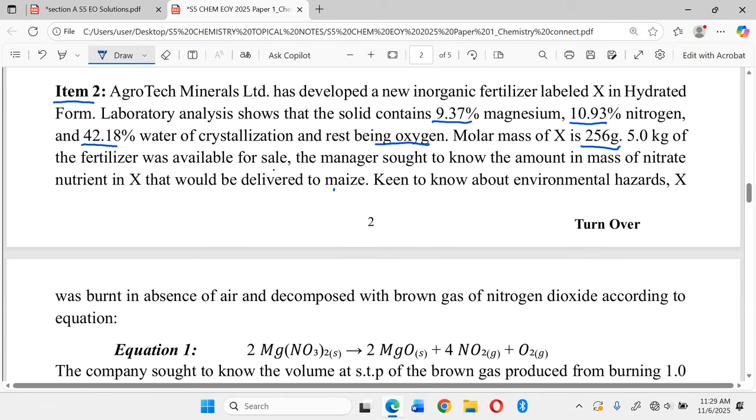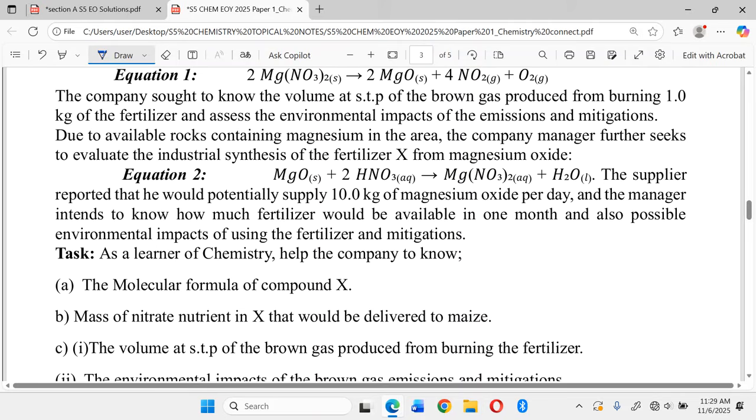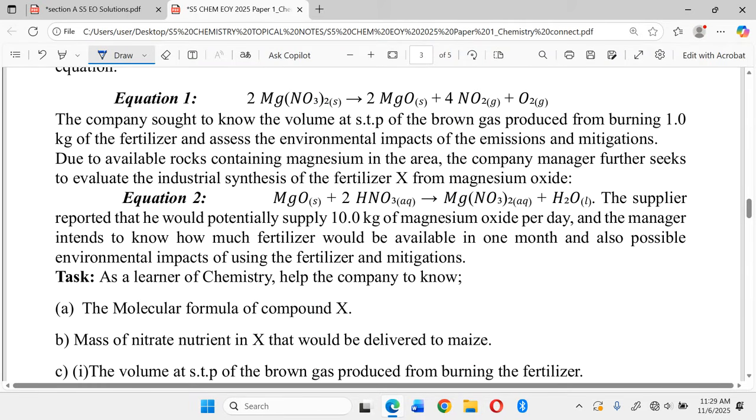Keen to know about environmental hazards, X was burnt in the absence of air and decomposed with a brown gas, nitrogen dioxide, according to the equation. So the equation is there. Magnesium nitrate decomposing to form magnesium oxide, nitrogen dioxide, and oxygen gas. So the company wanted to know the volume at STP of the brown gas produced from burning 1.0 kg of fertilizer and assess the environmental impacts of the emissions and mitigations.